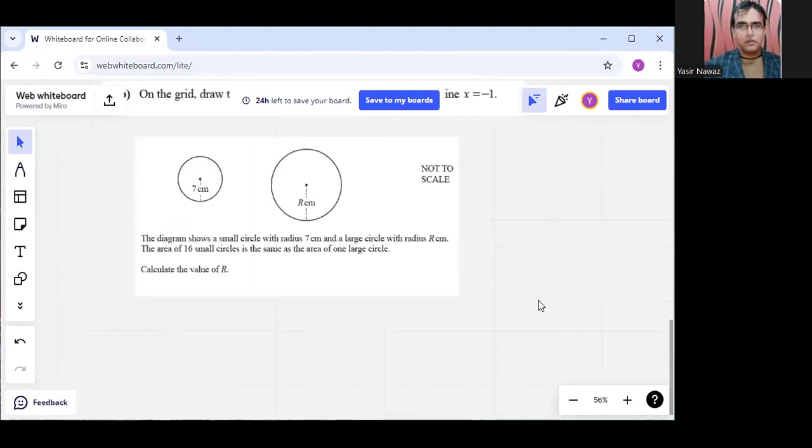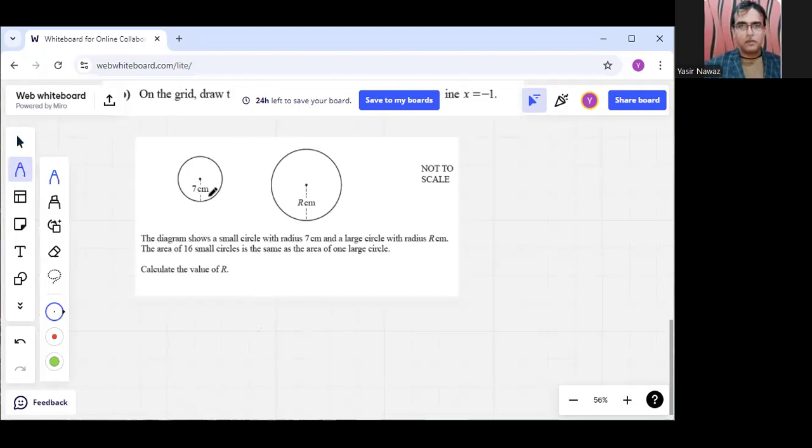The diagram shows a small circle with radius 7 centimeter and a large circle with radius r centimeter. So the radius of the large circle is not given. It just says it's r centimeter, and the radius of the small circle is given, which is 7 centimeter. And what else does it say? The area of 16 small circles is the same as the area of one large circle. So the area of 16 small circles is equal to the area of one large circle.